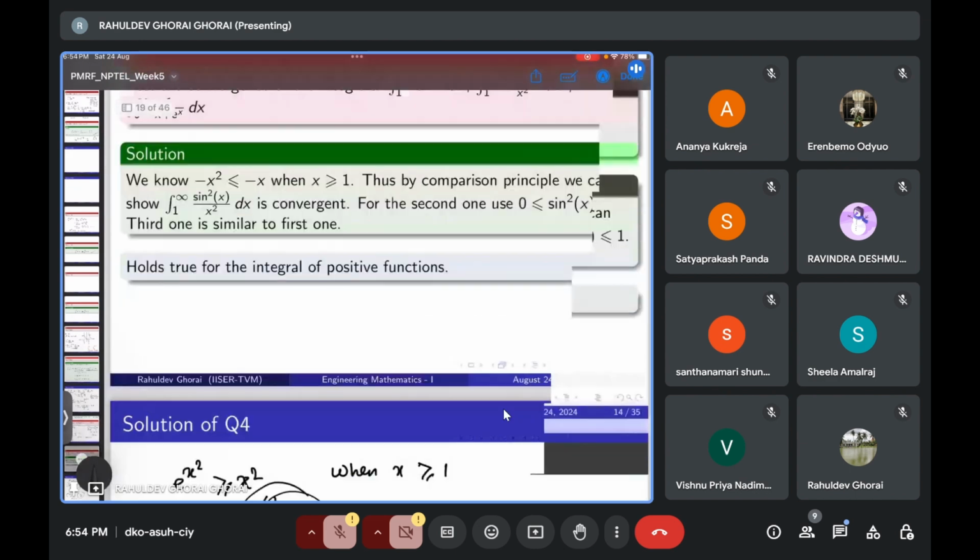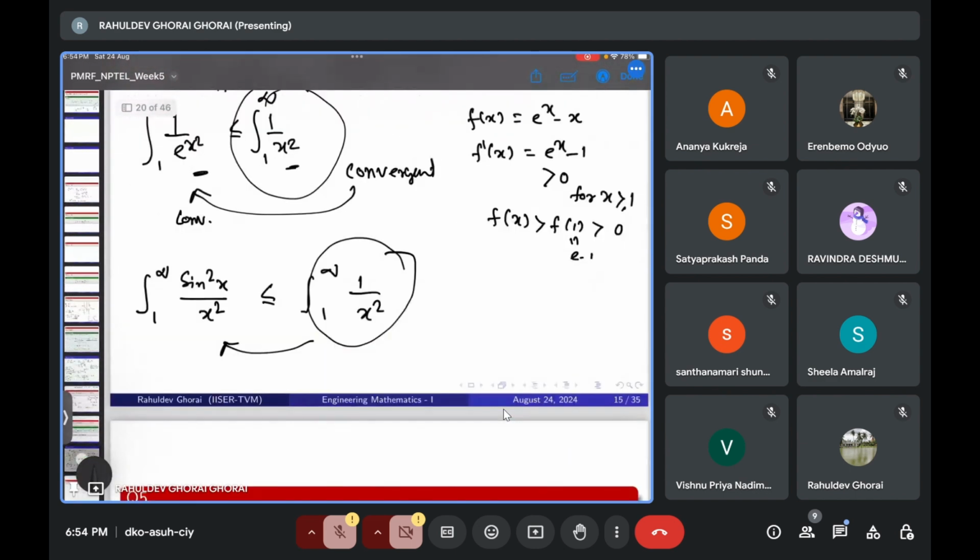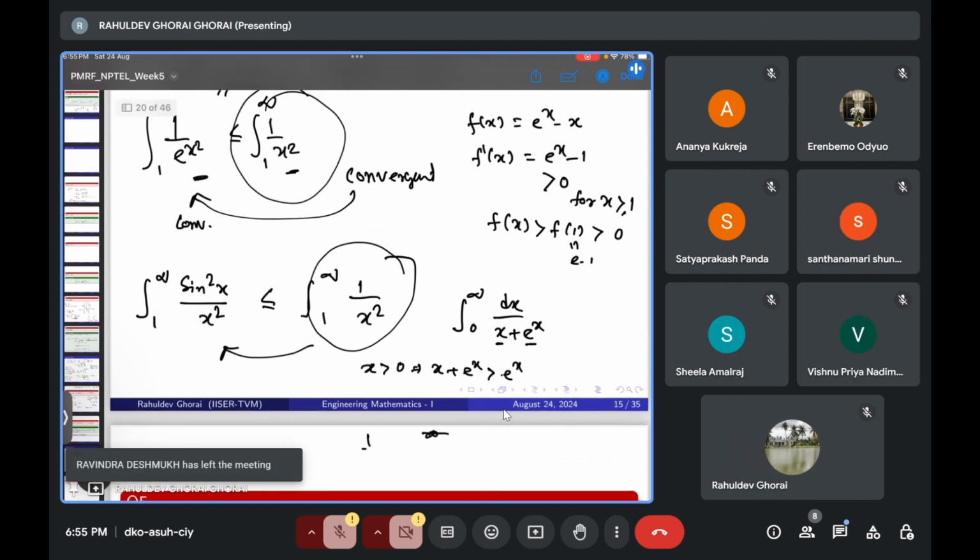What about this one, the integral from 0 to infinity of dx over x plus e to the power x? x plus e to the power x is positive when x is greater than 0, right? The e to the power x function is always positive, and x is positive since x ranges from 0 to infinity, so this is a positive function. Because x is greater than 0, x plus e to the power x will be greater than e to the power x. So 1 over x plus e to the power x will be less than 1 by e to the power x.